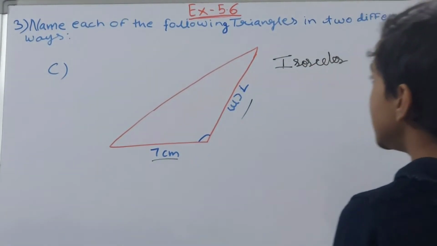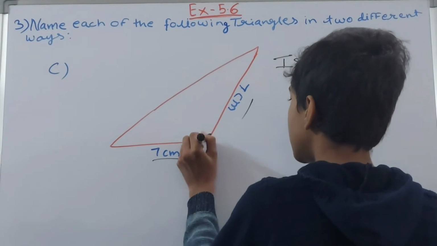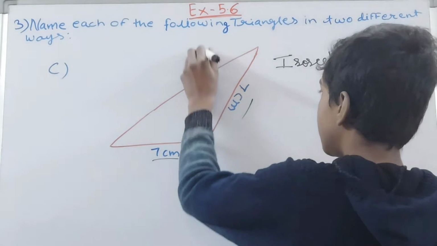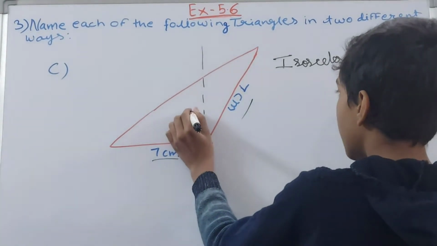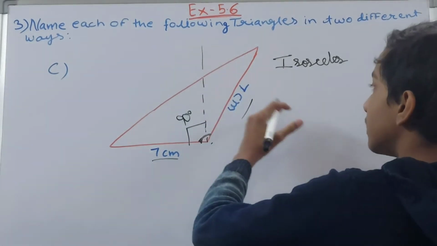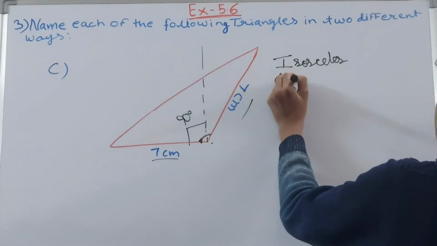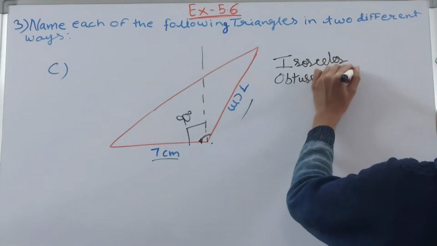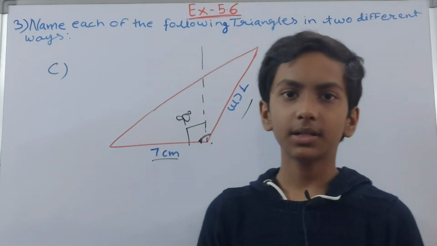Now if you see this closely, this angle is an obtuse angle. Why? Because if you make a 90-degree line like this, so this much is your 90 degrees. And it is passing beyond it like this, so that means it is an obtuse angle. So you can write here that this is an obtuse angled triangle. Okay, you all can write here. Let us move on to the next part.